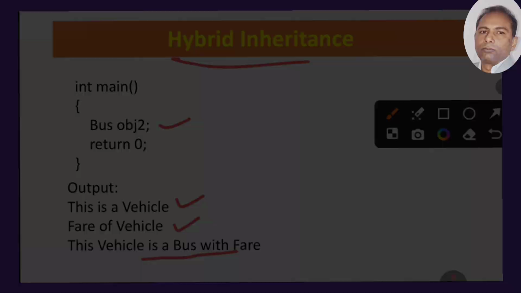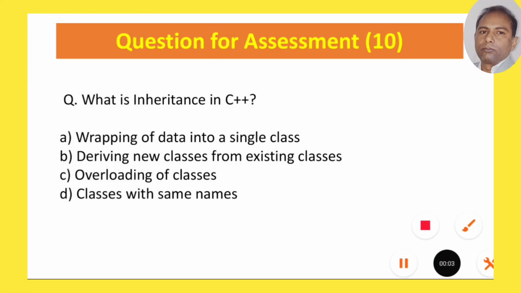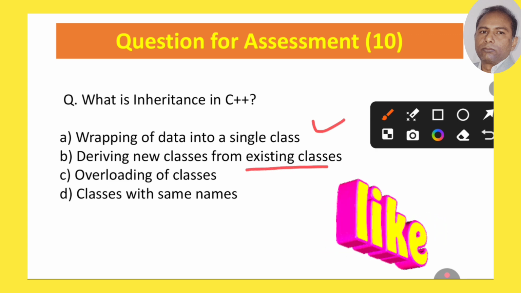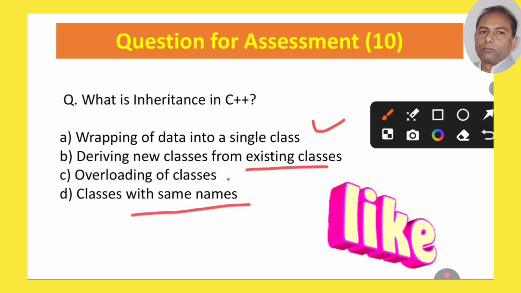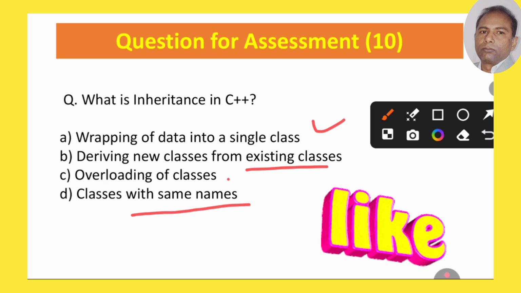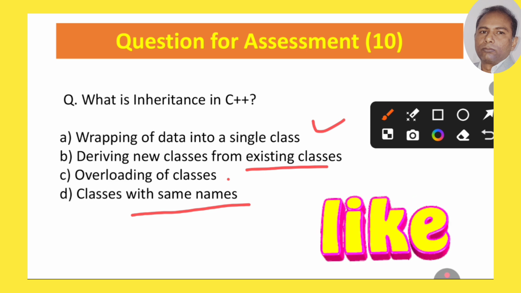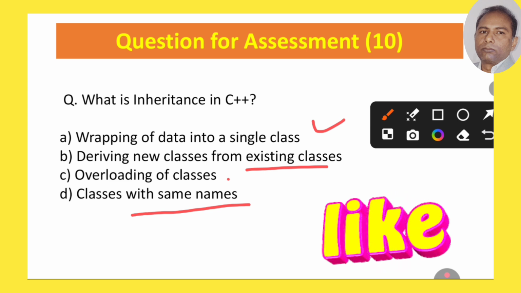So that's all for this. We have one question for you about whatever you have learned in this lecture. The question is: what is inheritance in C++? We have four options. It is wrapping of data into a single class, deriving new classes from the existing class, overloading of classes with the same names. You can try this question according to the content we have discussed in this video lecture, and you can answer in the comment box.